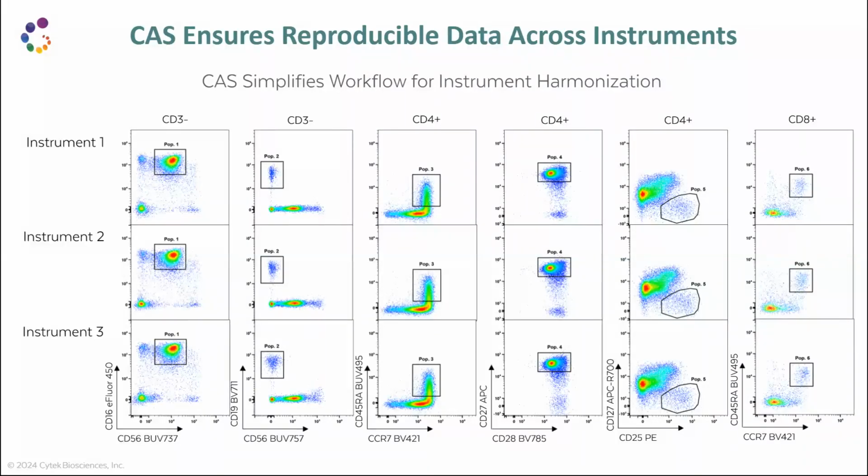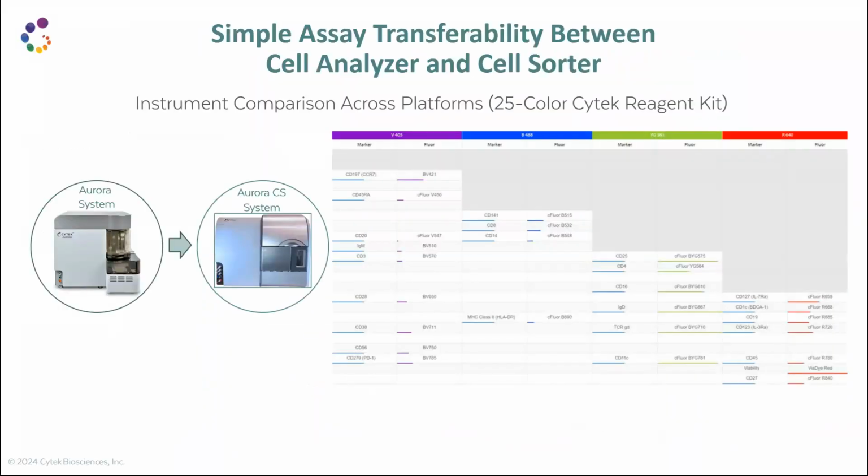And the final example, and just to summarize everything, is that if you're using an Aurora system and you decide that some of the cells that you characterize, you want to go deeper analysis in their functionality, for example, so you need to sort them, then you can match that with an Aurora sorter system. In this case, showing you data using a 25 color kit that was designed by Cytek and is available for you to purchase. And what we are seeing next is the results.